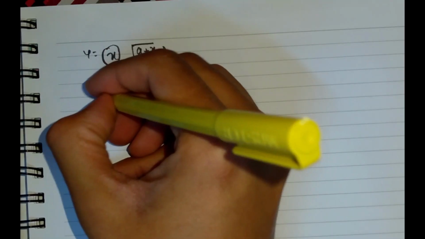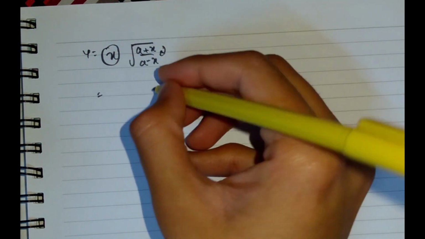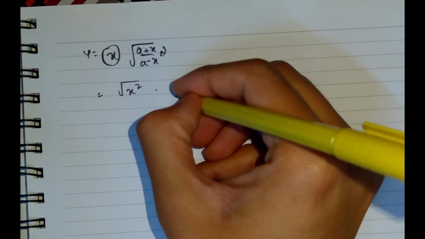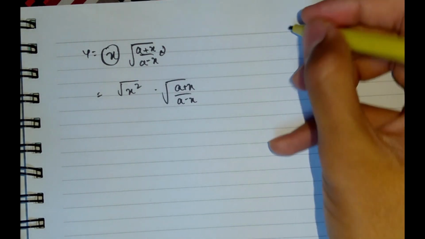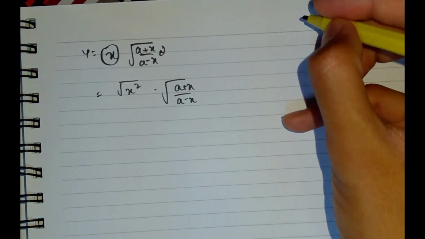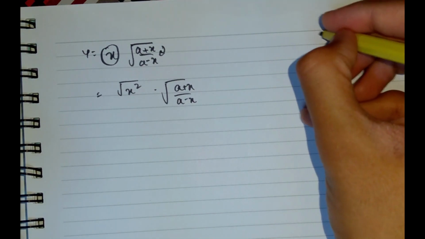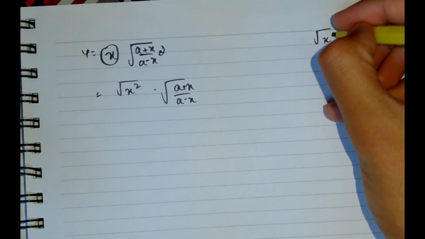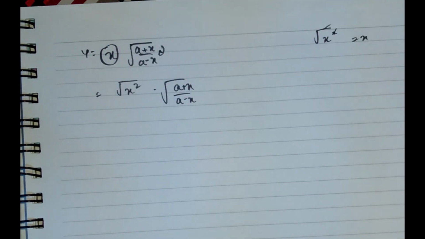So how can we do that? If you are watching these videos in continuity, you would know how to do that. It's very simple actually. It's x times the square root of (a plus x) divided by (a minus x). What you have to do is put it inside the square root. You have to multiply it by a square root and also by a square. Now if you think about it, it would again be equal to x. So this equation balances.